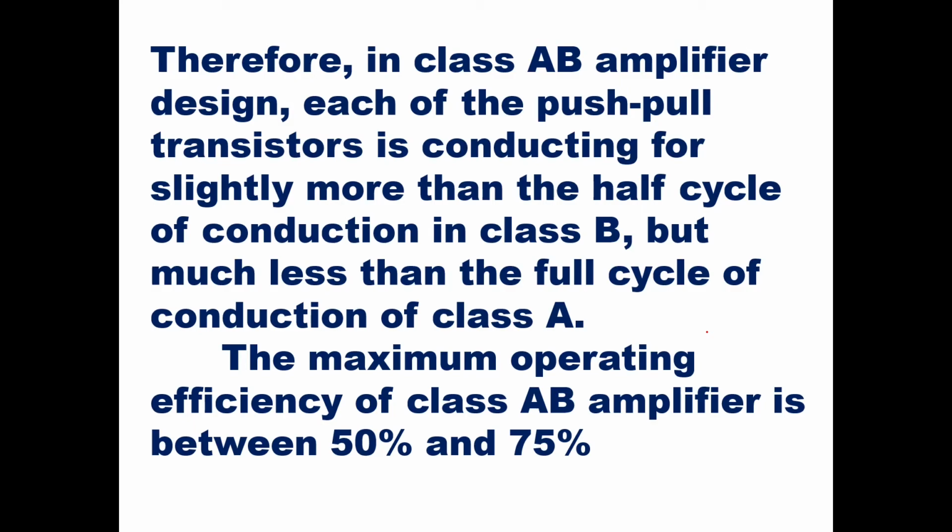Okay, so here we can say in note, therefore, in class AB amplifier design, each of the push-pull transistors is conducting for slightly more than the half cycle of conduction in class B, but much less than the full cycle of conduction of class A. So it is between class A operation and class B operation. That means the collector current flows for more than 180 degrees and less than 360 degrees of the cycle. So the maximum operating efficiency of the class AB amplifier is between 50% and 75%, but it will solve the problem of crossover distortion.